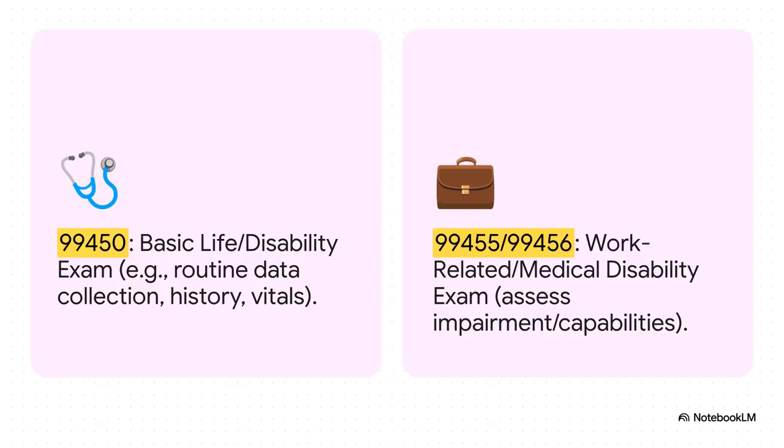So how do we actually pick the right code? Well, it all boils down to the purpose of the exam. Code 99450 is your go-to for a basic life or disability exam. We're talking routine data collection here: height, weight, blood pressure, running through a medical history for a life insurance form, maybe doing a quick blood draw. But on the flip side, codes 99455 and 99456 are specifically set aside for work-related or medical disability exams. This is where you're really assessing a patient's capabilities and calculating impairment, figuring out if someone is actually medically cleared to return to heavy lifting on the job.